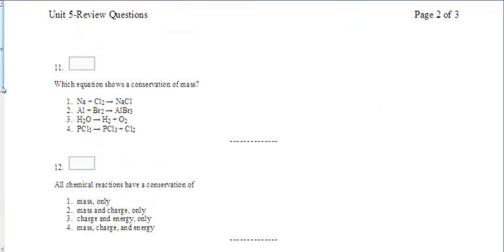11, which equation shows a conservation of mass? Okay, so what we're talking about, same number of atoms on both sides. Is it balanced? Is it balanced? That's what you ask yourself. Okay, because balancing means conservation of mass, conservation of matter, everything is conserved there, and energy.